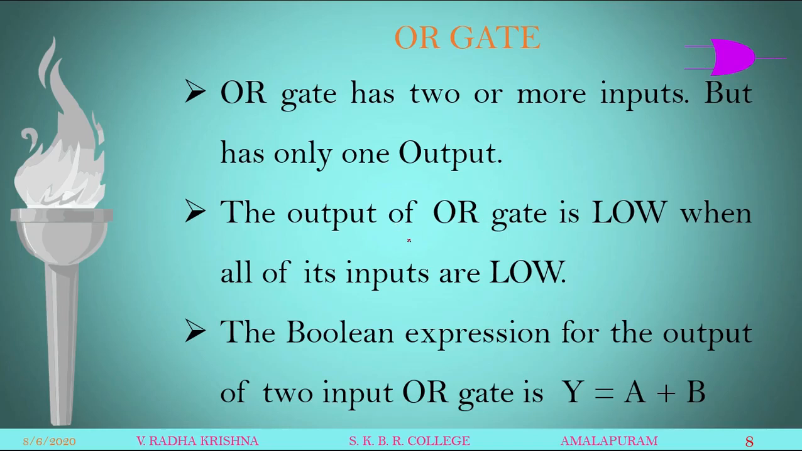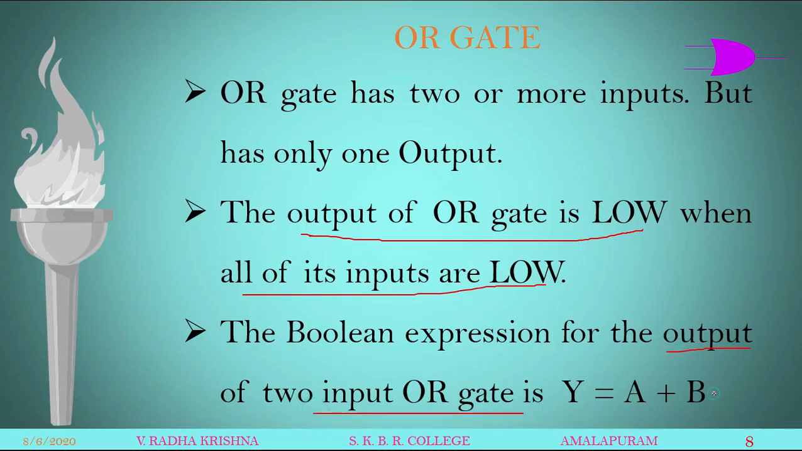Now, what is its action? The output of OR gate is low when all of its inputs are low. In the remaining cases, output will become high. The Boolean expression for the output of a 2 input OR gate is y is equal to a plus b. It is the most important expression. It is to be used to calculate the output of an OR gate.